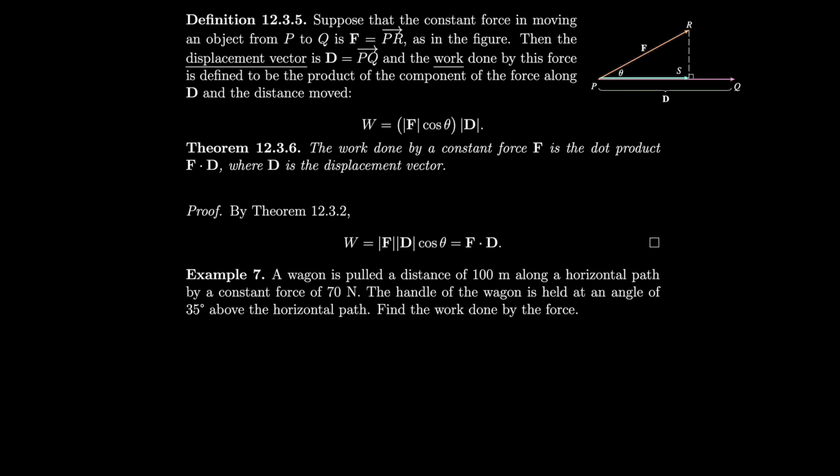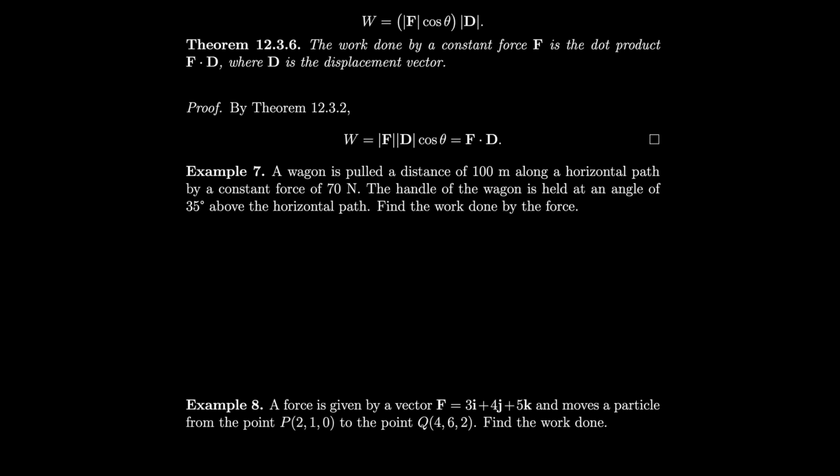Okay, so then it's a theorem that the work done by a constant force is the dot product, and that's pretty instant because we know that this value over here is this value over here. Just move D to the front. And we already proved that this is equal to the dot product: length of A times length of B times cosine theta. That was our corollary. Okay, let's do an example.